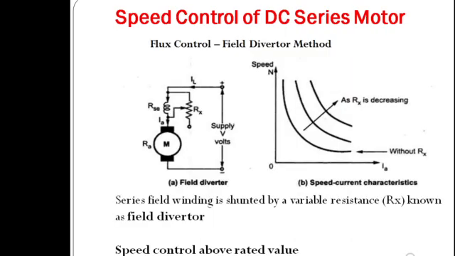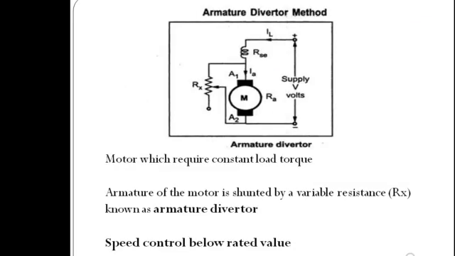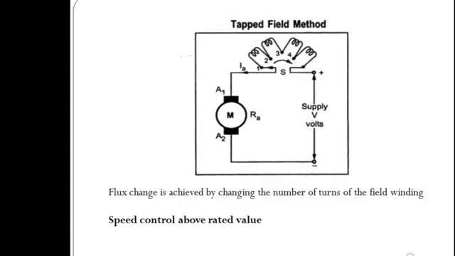I think we have discussed the speed control of DC series motor using field divider method and also armature divider method. And we have discussed the tapered field winding, which I have said is like a regulator of a fan, so that you can control the field winding by using it as a regulator for the input of armature winding. So you can control by using the taper field winding.